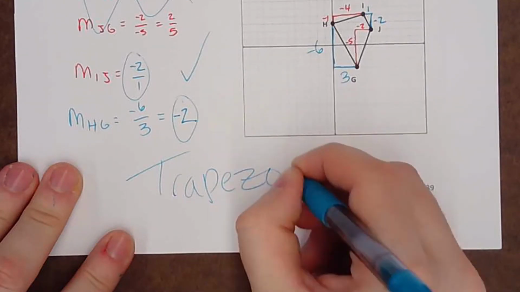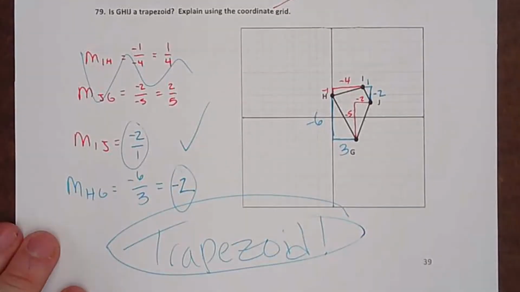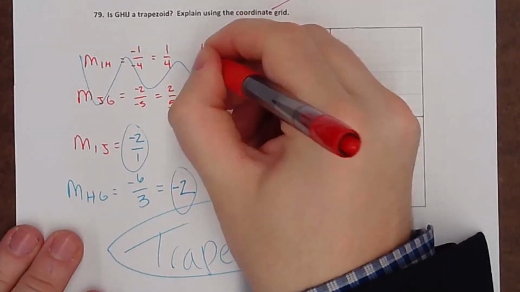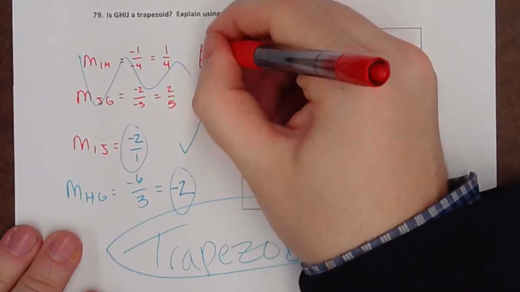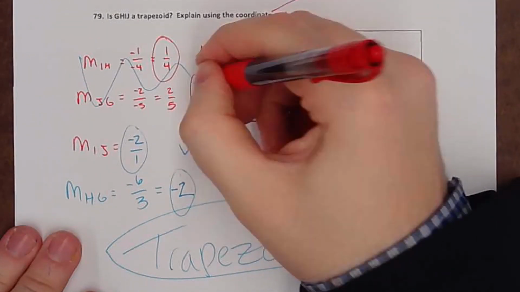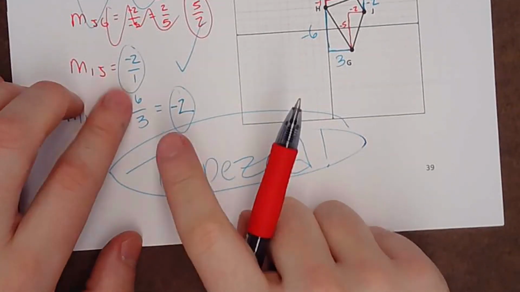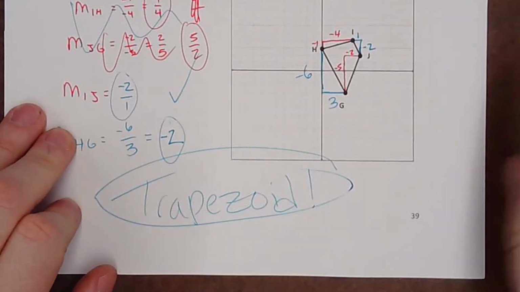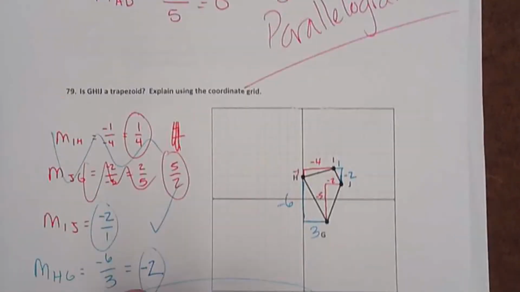Remember, trapezoids only have one pair of parallel sides. So it didn't matter that these guys weren't, in case you're wondering for those of you watching at home. We had these two that we were comparing, but these two were the same. That's what matters: one set of parallel sides. So these two are kind of similar problems. Check the slope. Check the slope.